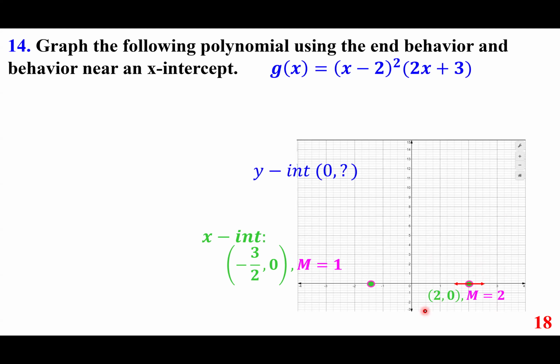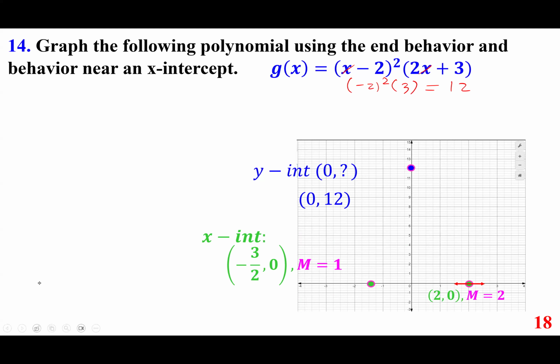What about the y-intercept? Well, let's put 0 here and see what we get. If I put 0 here, I get (minus 2) squared times 3. (Minus 2) squared is positive 4, times 3 is 12. So (0, 12). So locate (0, 12). And so we have all the intercepts. So far it looks good.